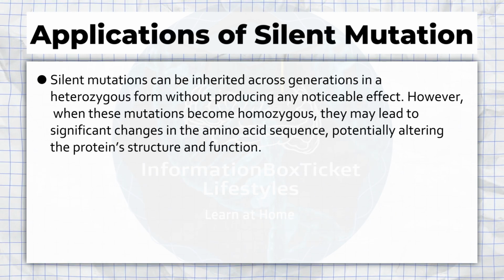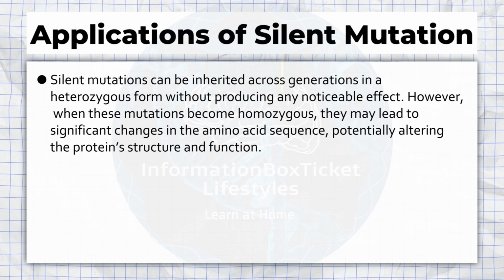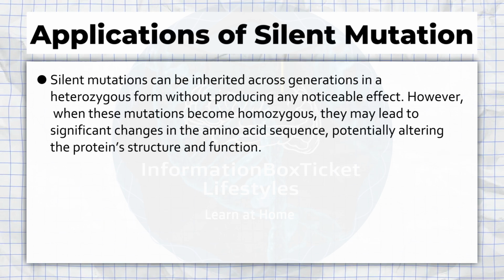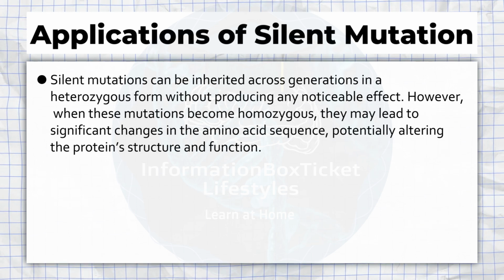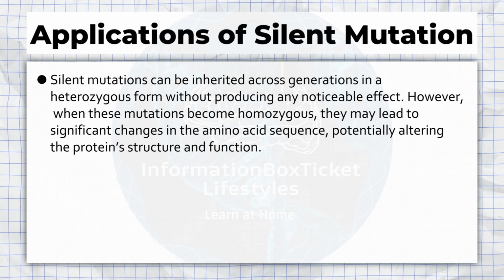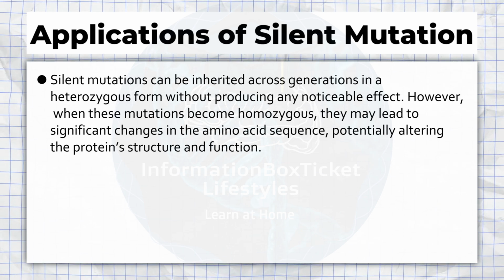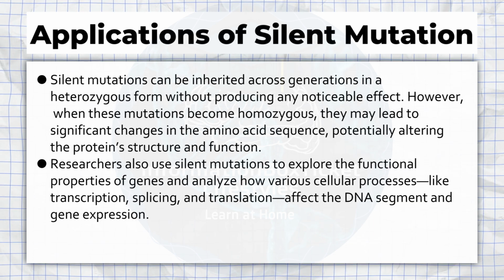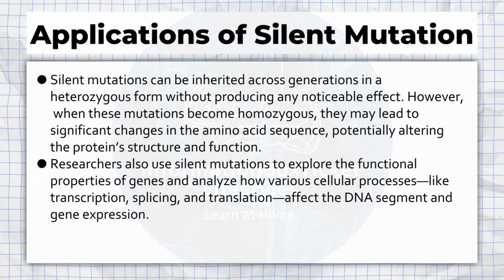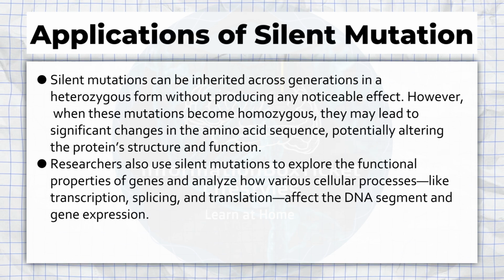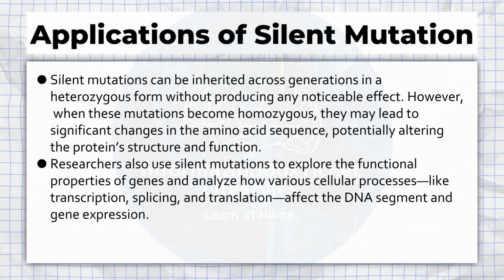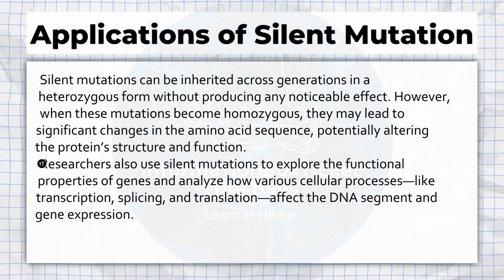Silent mutations can be inherited across generations in a heterozygous form without producing any noticeable effect. However, when these mutations become homozygous, they may lead to significant changes in the amino acid sequence, potentially altering the protein's structure and function. Researchers also use silent mutations to explore the functional properties of genes and analyze how various cellular processes like transcription, splicing, and translation affect the DNA segment and gene expression.